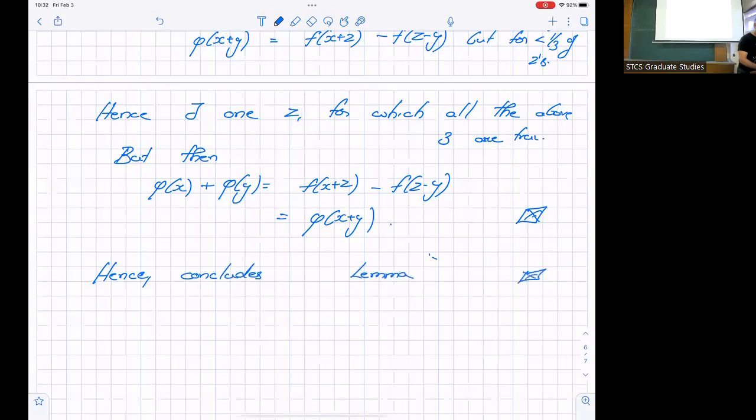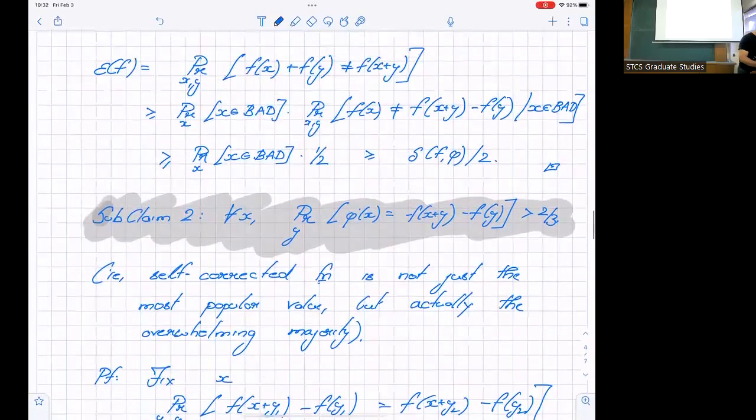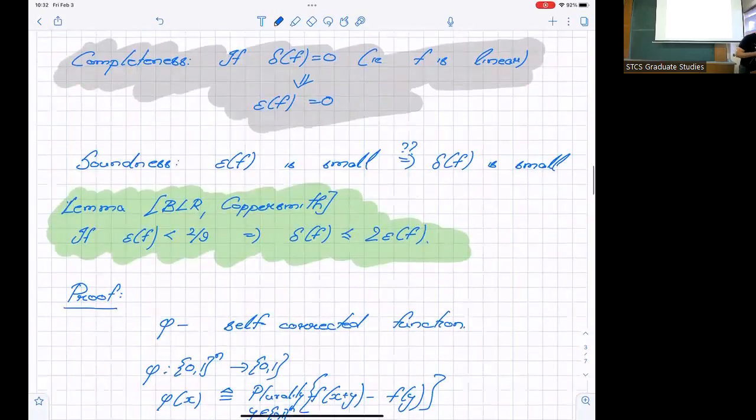Is that clear? Why the lemma is clear? The lemma statement was the following: if epsilon f is less than 2/9, delta f is less than 2 epsilon f. So P is the linear function that f is close to. We have demonstrated a linear function which is close, and for that I needed epsilon f to be less than 2/9, and I did this.